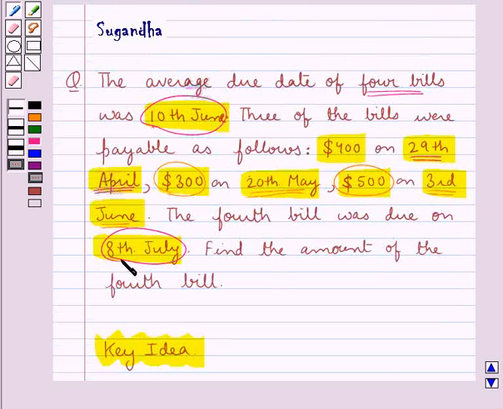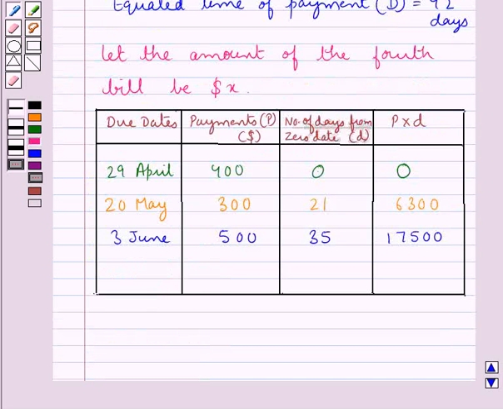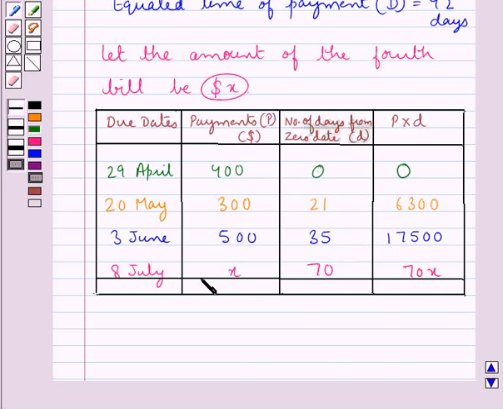Now the next due date is 8th July and we have to find the amount for this bill and we have assumed that amount to be X dollars. So here we have 8th July and the payment is X dollars. So number of days from 0 date, that is small d, is 70 and P multiplied by D would be 70X. Now summation P would be equal to 400 plus 300 plus 500 plus X and that would be 1200 plus X. Then summation PD is equal to 6300 plus 17500 plus 70X which would be 23800 plus 70X.